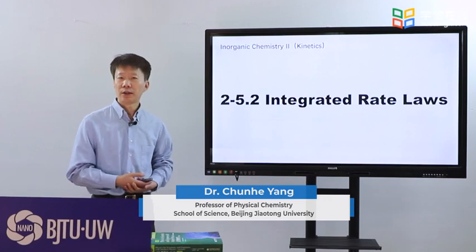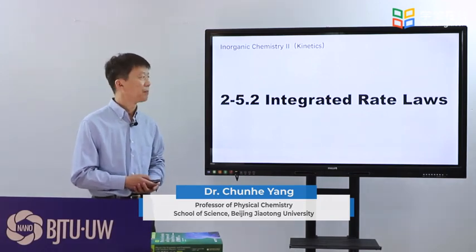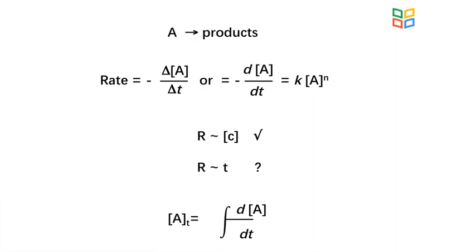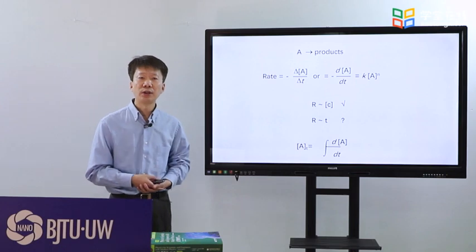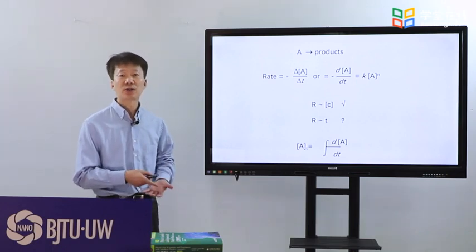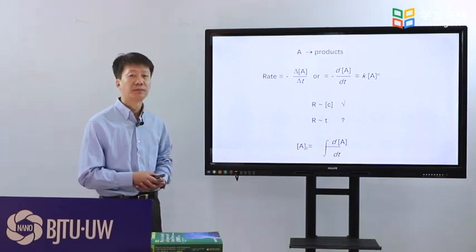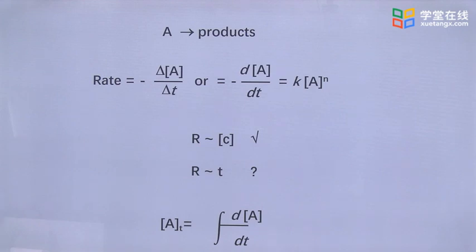Now we talk about integrated rate law. We'll start from a very simple example. Consider a reaction of A decomposes or decays to products. The reaction rate is equal to k times the concentration of A to the power of n. This formula shows the rate depends on concentration, but not the reaction time.